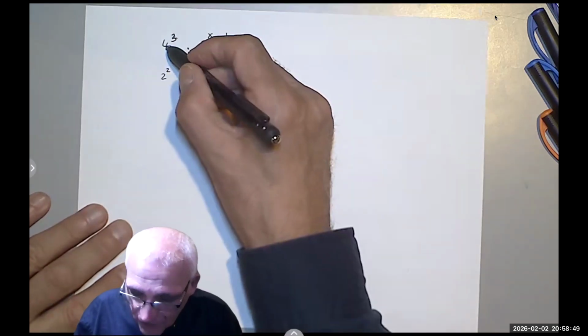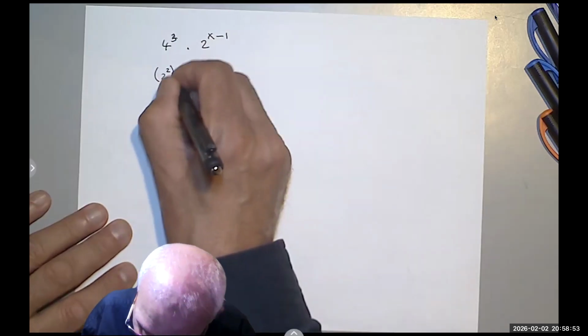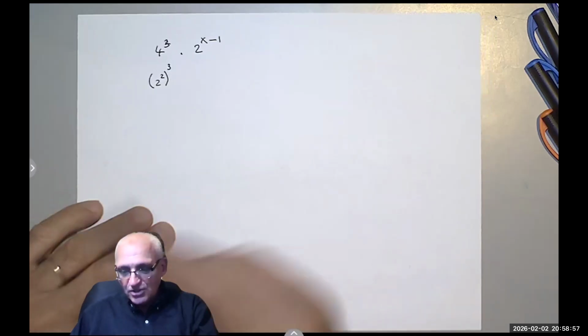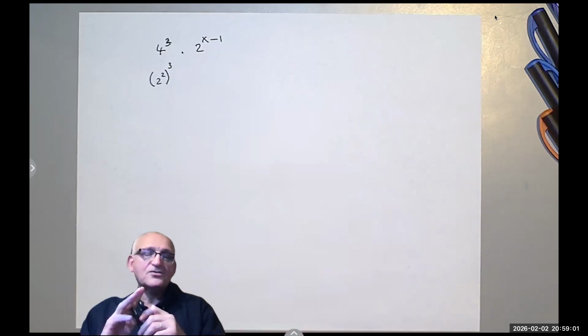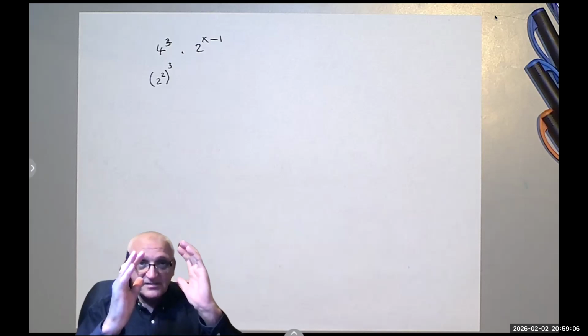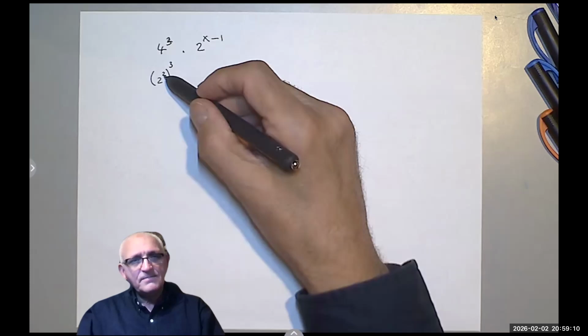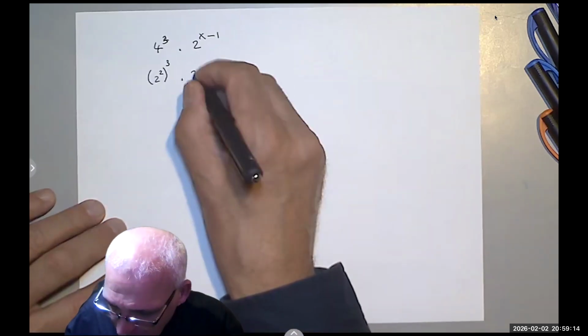Notice the 4 was raised to the 3rd power. So the 2 squared, and that's why I use the parentheses. Remember, I just told you, don't write it 2 to the 2 to the 3 because it would be incorrect. No, the 4, which is 2 squared, all of it is raised to the power of 3. Not just the 2, it's 2 squared times 2 to the x minus 1.